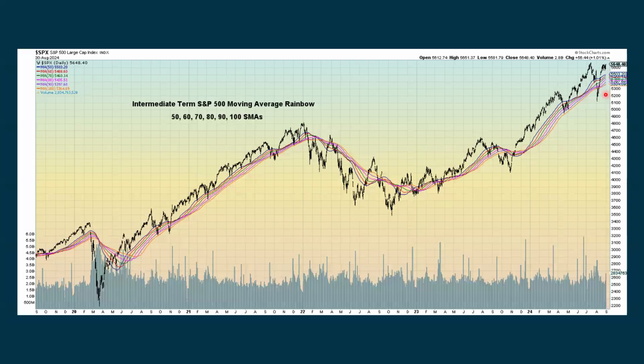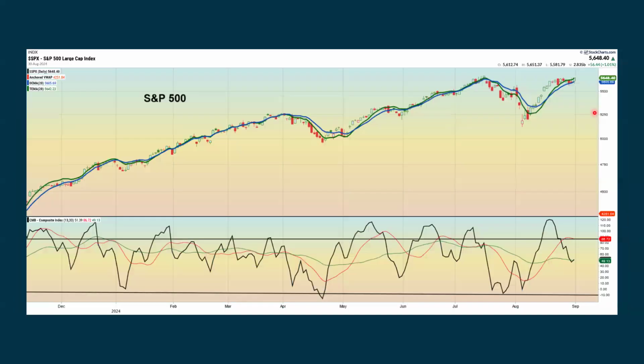And for the intermediate term, we have another rainbow, a little further out with the moving averages going from 50 periods up to 100 periods. We're above all the lines in the rainbow, and even though we dipped back down, the lines really didn't change. So this didn't do an awful lot of damage to the intermediate-term trend. And now that we're back above the rainbow, the intermediate-term trend is still positive.